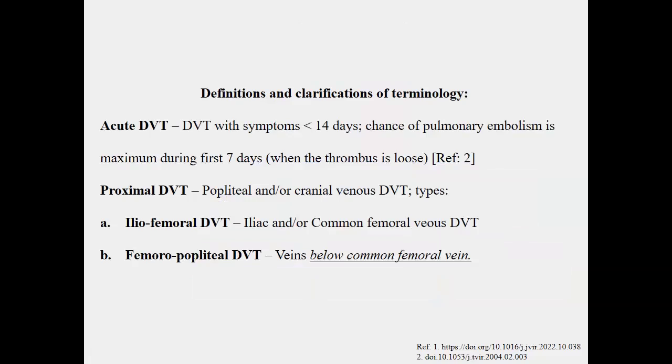Acute deep vein thrombosis means deep vein thrombosis with symptoms less than 14 days duration. Early acute deep vein thrombosis, duration less than 7 days, is where the chance of pulmonary embolism is maximum as the thrombus is loose.